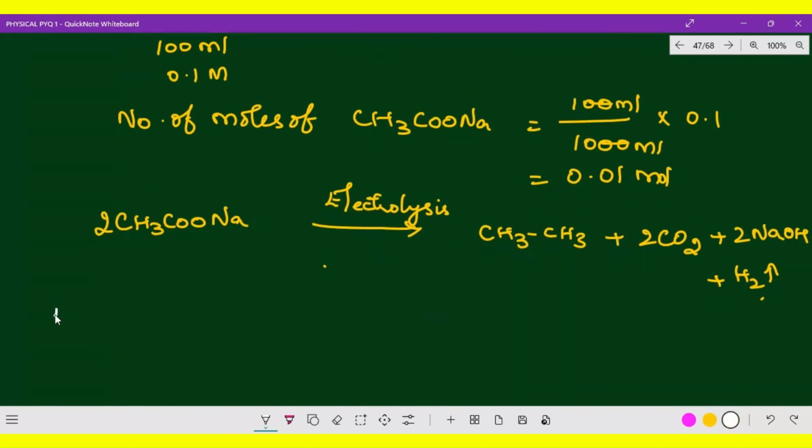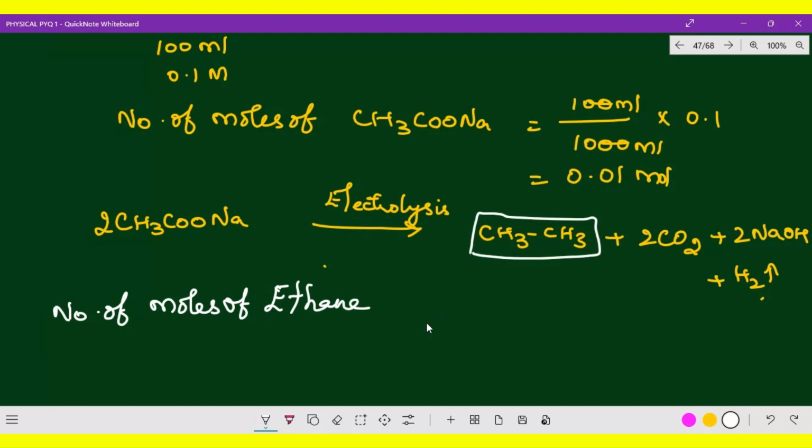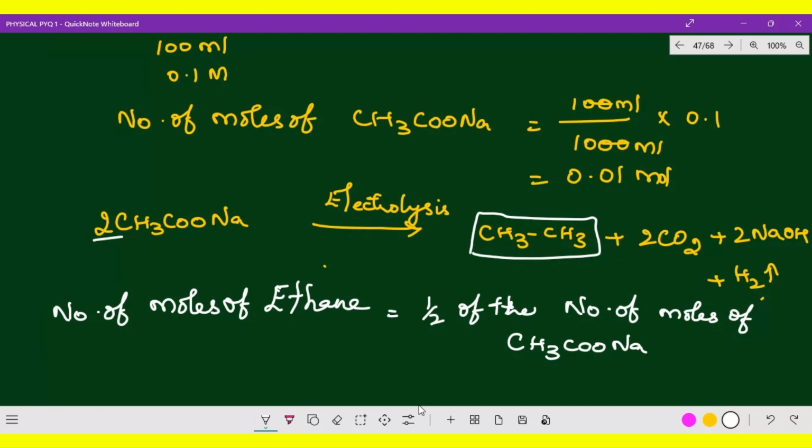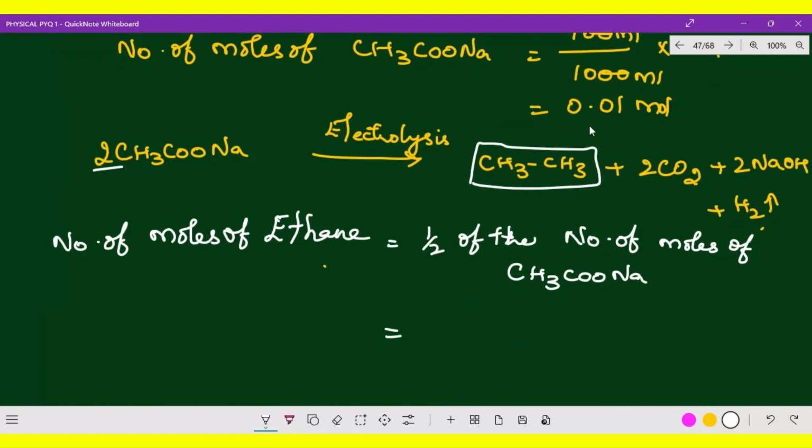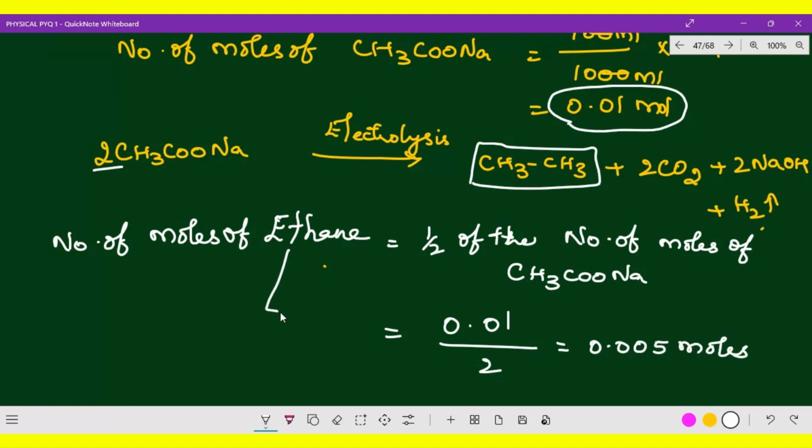Now we have to identify the number of moles of ethane. This is only ethane. The number of moles of ethane, this is 1 mole for 2 moles of sodium acetate, so it is half of the number of moles of sodium acetate, CH3COONa. Now let us find that: 0.01 divided by 2, so you will get 0.005 moles of ethane. Right, we got it.